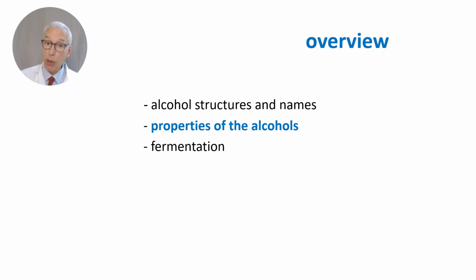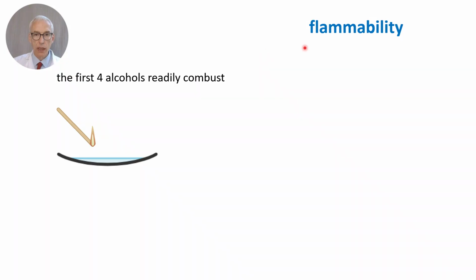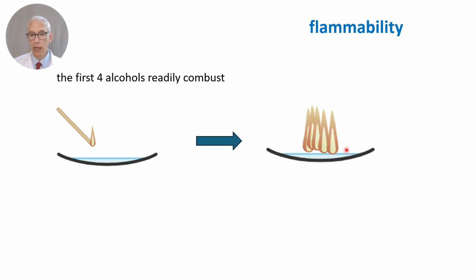Let's now look at some properties of these alcohols. Let's start with flammability. The first 4 alcohols readily combust. That is, they are highly flammable. So you may have done this in the lab, a watch glass with a small quantity of alcohol, a lit spill to the surface of the alcohol, immediate ignition, that is combustion. The evidence is flame. Now, importantly, that flame is a clean flame. There's very little smoke.